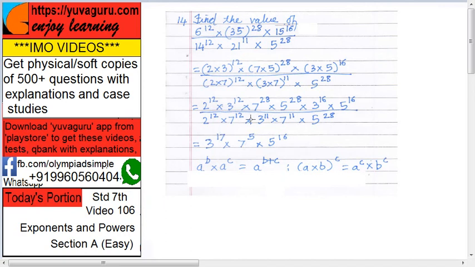Similarly for 7. 7 raised to 28 and here 12 and here 11. Okay. So 28 minus 12 minus 11, or you can add them first. This is 23 and 28 minus 23, you get 5. Similarly for 5. 5 raised to 16 and here 28, here 28, they get cancelled. So 5 raised to 16 remains. So this is the answer.